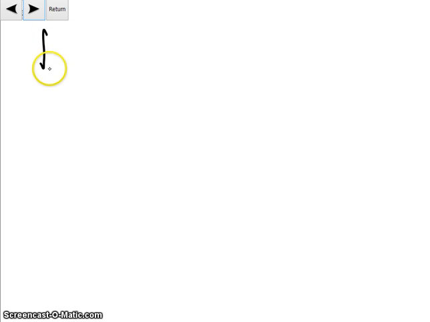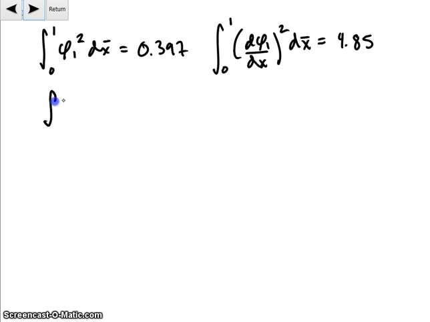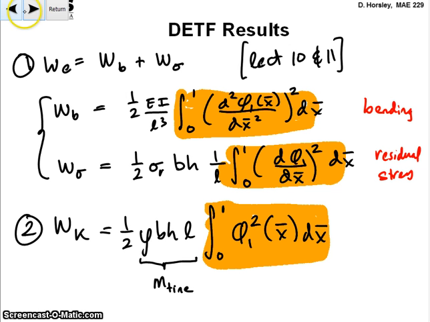table. So the integral from 0 to 1 of phi1 squared dx bar is equal to 0.397, and the integral of the first derivative of phi1 with respect to x, squared, dx bar is equal to 4.85, and the integral of the second derivative squared from 0 to 1 is equal to 198.6.